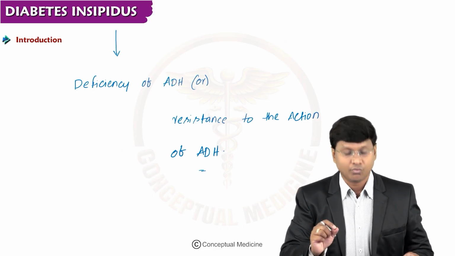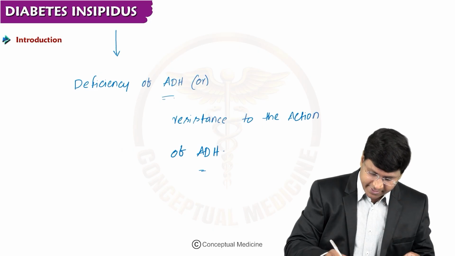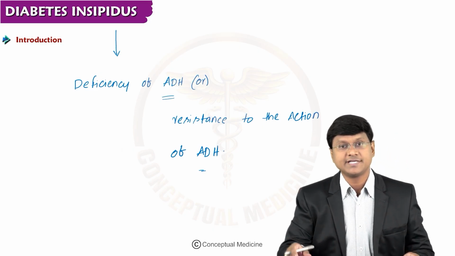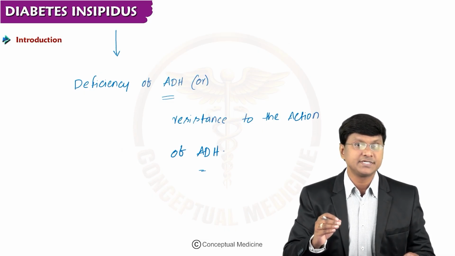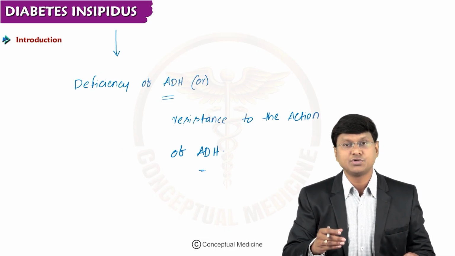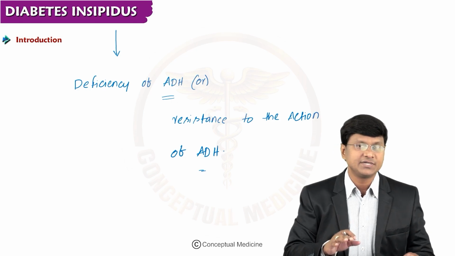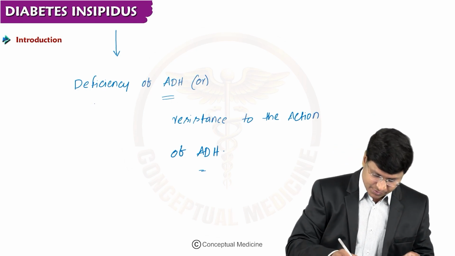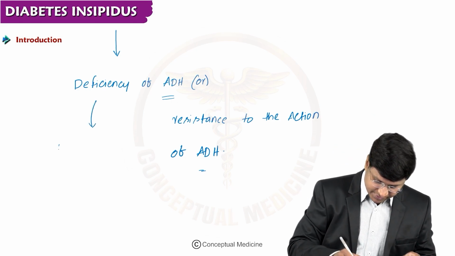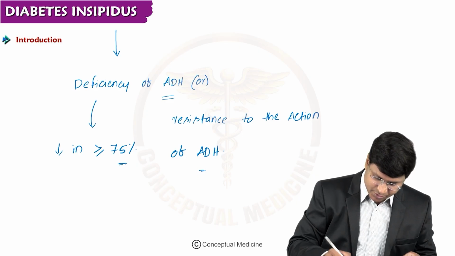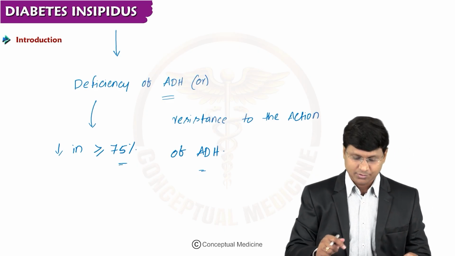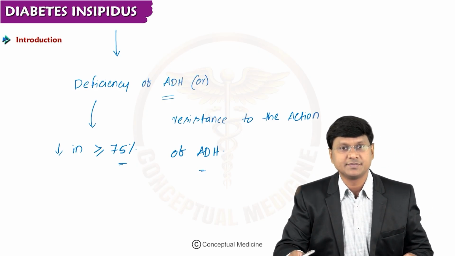Now, what should be the decrease of antidiuretic hormone to call it diabetes insipidus? A decrease of 75% or more in the secretion of antidiuretic hormone will result in diabetes insipidus. So, how much should be the decrease? A decrease of more than or equal to 75% in the secretion of antidiuretic hormone will result in diabetes insipidus.